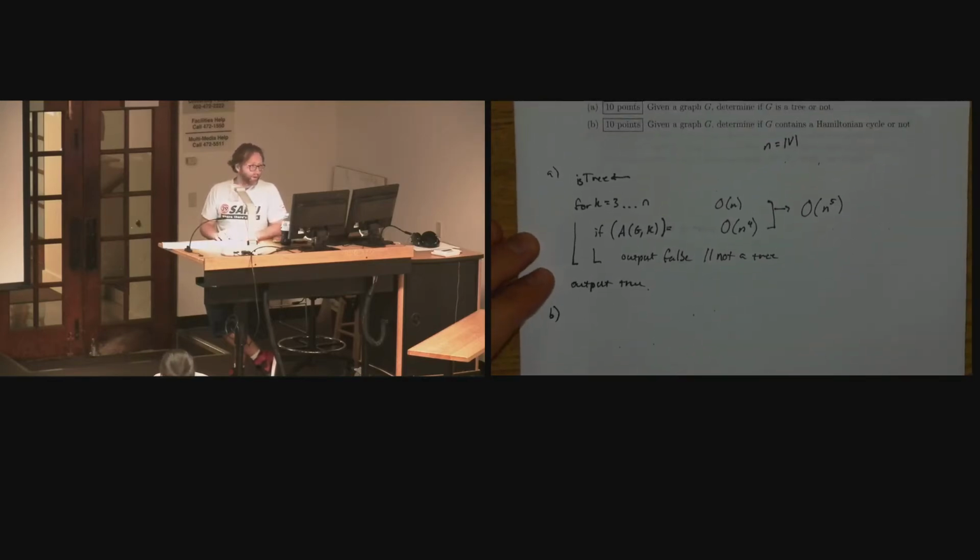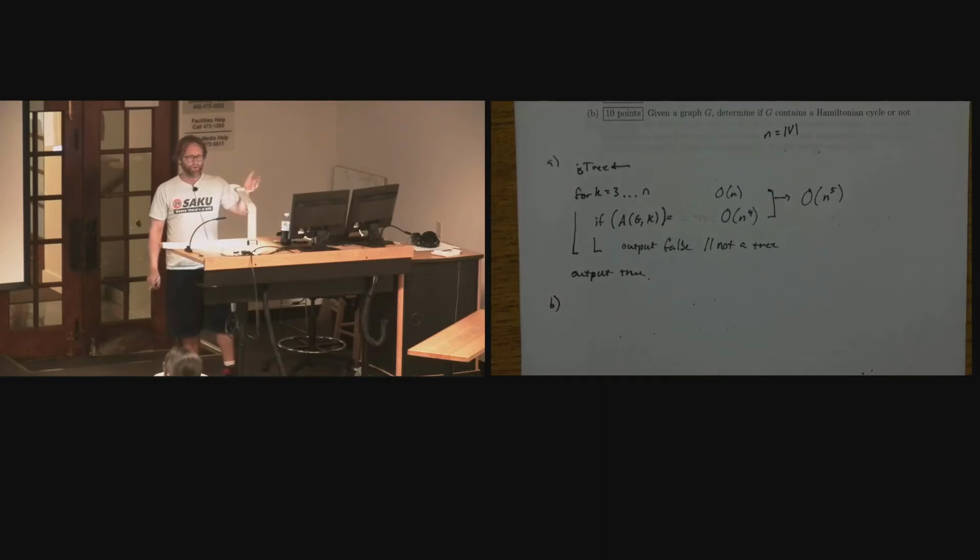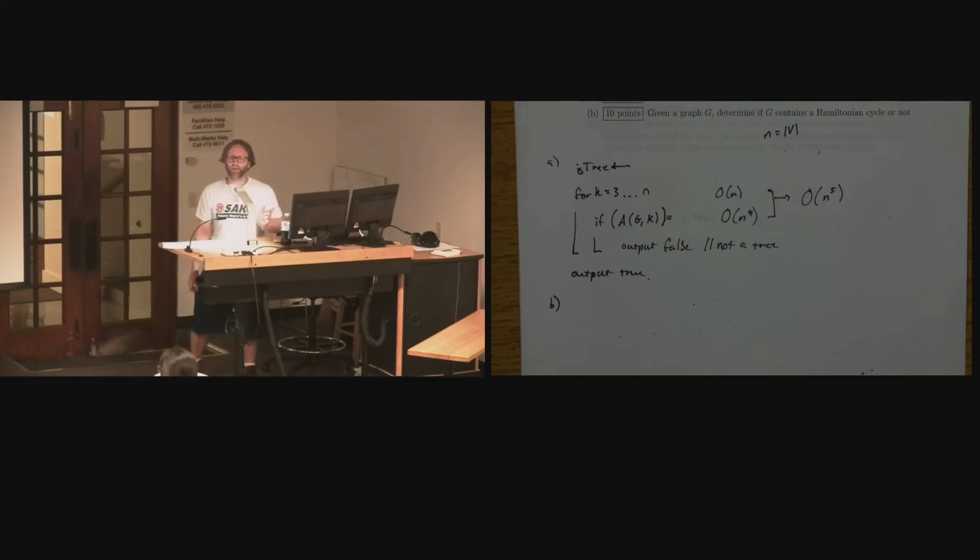B, given a graph G, determine if G contains a Hamiltonian cycle or not. What is a Hamiltonian cycle? It's a cycle that visits every vertex exactly once. So what's its length going to be? N. All you need to do is output A, G, and N. That's it.